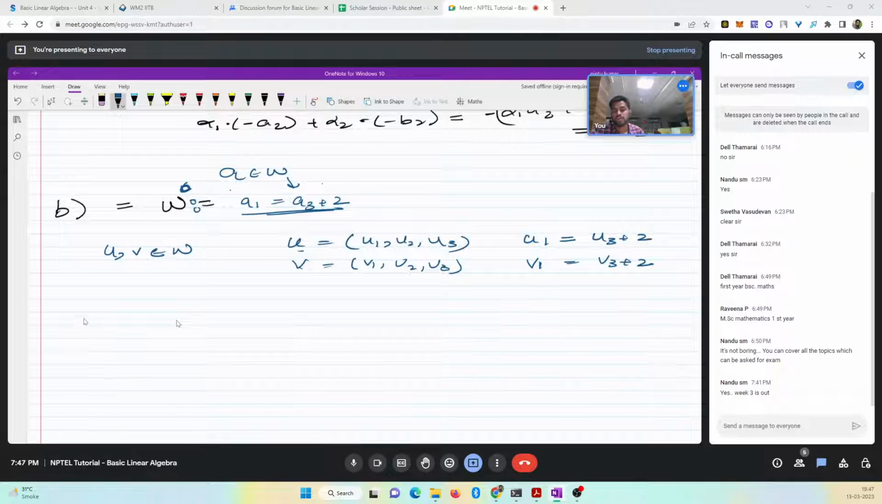Now let's take alpha 1 times U plus alpha 2 times V. How would the element look?